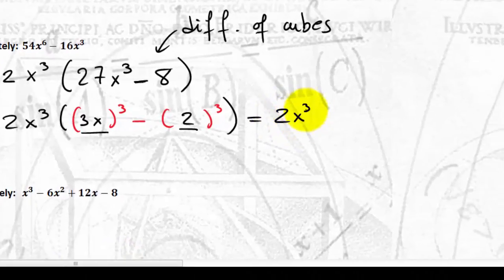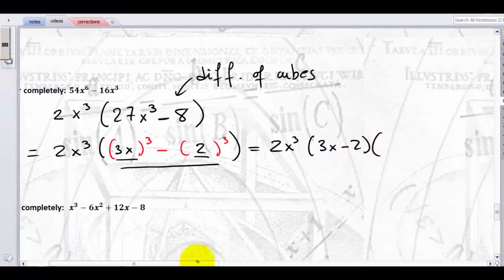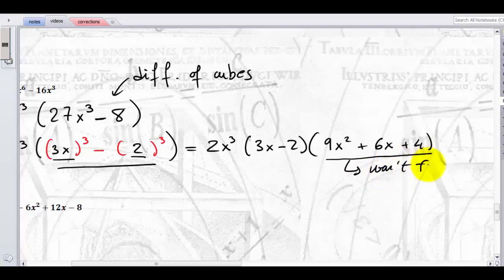So 2x cubed times. So you need to know the formula, okay? So it is A minus B, 3x minus 2, times A squared, 9x squared, plus AB, plus 6x, plus B squared, plus 4. And here, don't try to factor that. It won't factor. If you haven't made a mistake, this will never factor, okay? Because actually this is the a squared plus ab plus b squared.